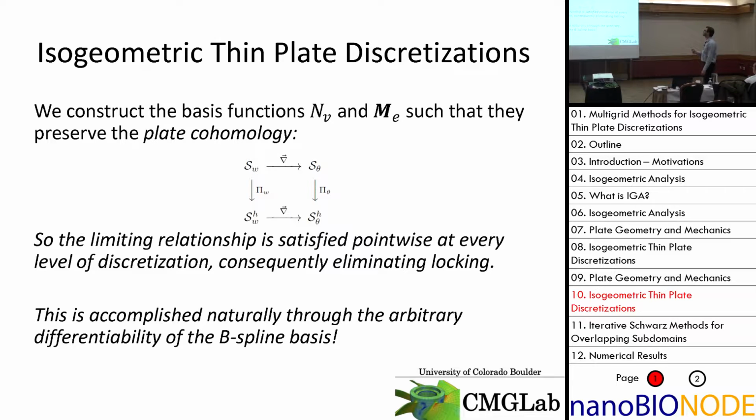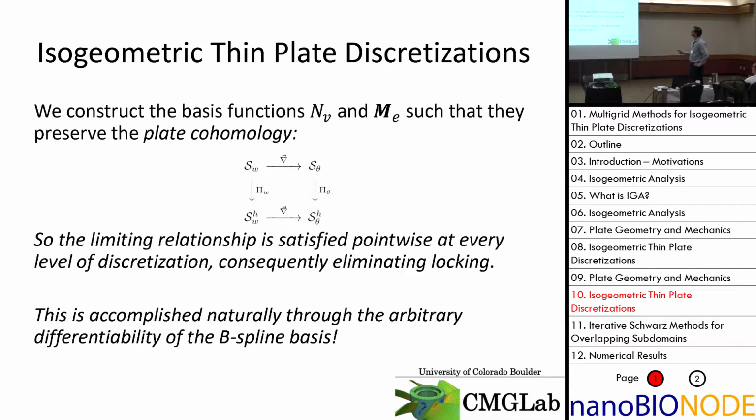So we construct the basis functions, where this is a scalar basis function corresponding to our vertices, which on the next slide you'll see a little more what I mean by that. And this is a vector basis function which lives on the edges of our control mesh. What we want to do is preserve what's called the plate cohomology. And so we want the gradient operator to map our basis functions from our translational displacements to our rotational displacements.